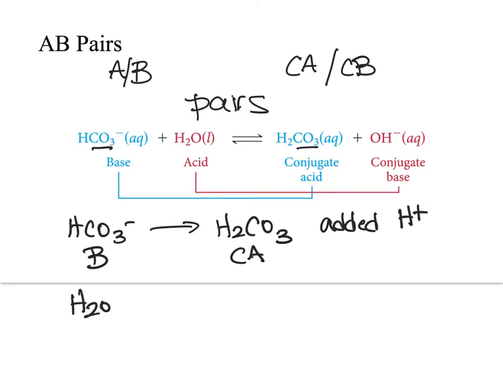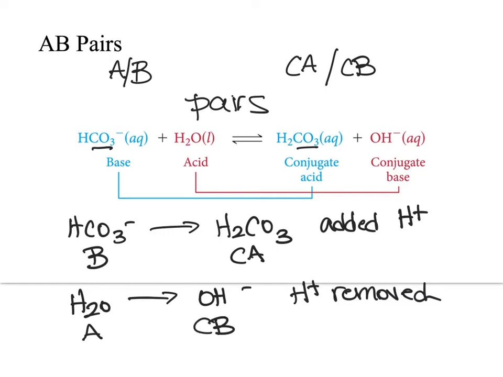And in the second example, we look at water going to OH negative. Water in the process here has had hydronium removed, and so it has acted as a donor, hydronium donor. So this is my acid, and this is my conjugate base.